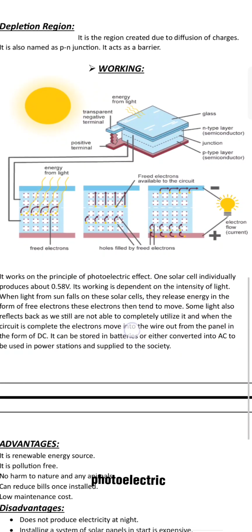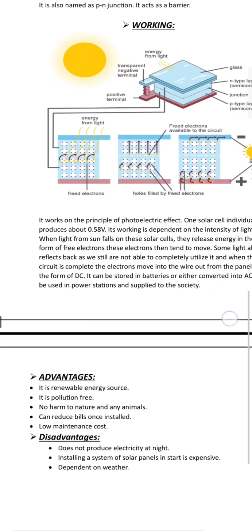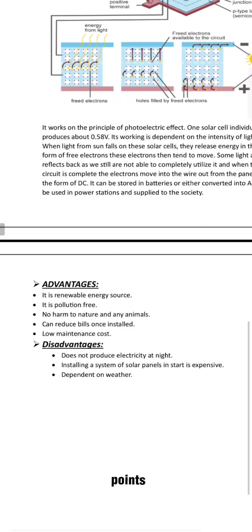It works on the principle of the photoelectric effect. One solar cell individually produces about 0.58 volts, and its working depends on the intensity of light. When light from the sun falls on the solar cells, they release energy in the form of free electrons. These electrons then tend to move. Some light also reflects back, as we are still not able to completely utilize it. And when the circuit is complete, the electrons move into the wire out from the panel in the form of DC. It can be stored in batteries or converted into AC to be used in power stations and supplied to society. The last two points here are the advantages and disadvantages of solar cells or solar panels.